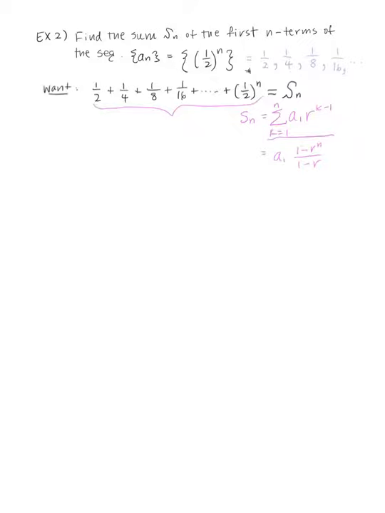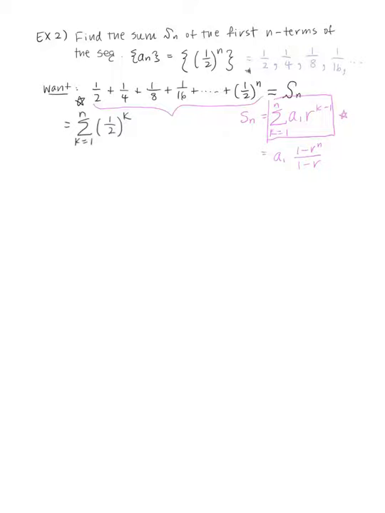So if I express this sum in terms of sigma notation, that will be the sum k going from 1 to n of 1/2 to the k. Do you agree with that? Because when k equals 1, our first term is going to be 1/2. K equals 2, our second term is 1/4, so it works. But this expression does not look like this guy right here. So we need to make it look like that.